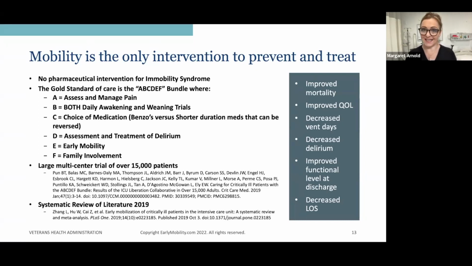A large multi-center trial of 15,000 patients and a systematic review in 2019 found overall improved mortality, improved quality of life, decreased days on the ventilator, decreased incidence of delirium, improved functional level at discharge, decreased length of stay, and they also found that more patients were discharged home instead of to institutionalized care after acute care when we get them up and move them, and we assess and manage their pain, and we involve their families, and we assess and treat for delirium.